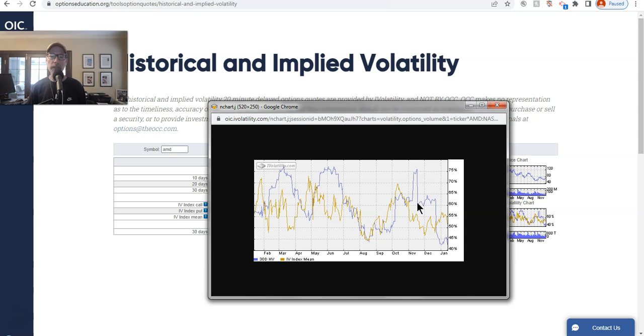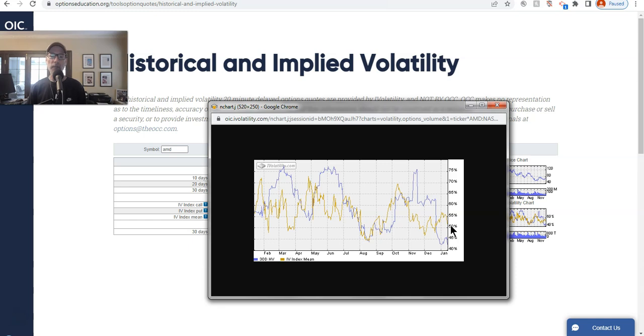The blue line is historical volatility, which tells us the actual moves that AMD has made in the past. So it's tracking the actual moves. The orange line is what's projected the volatility to be. Right now, historical is somewhere in the low 40s and implied is somewhere in the low 50s. So somewhere in the middle we can use as our number. We kind of take an average of the two. So I just put in 50%.